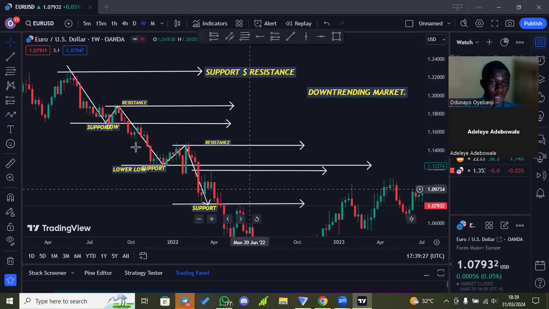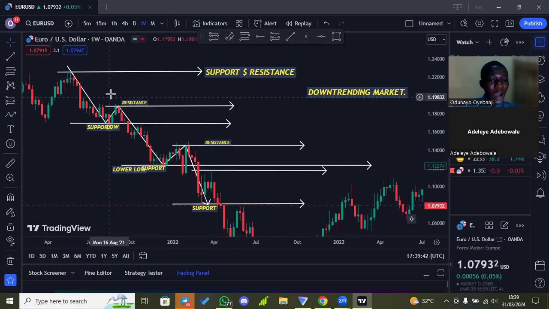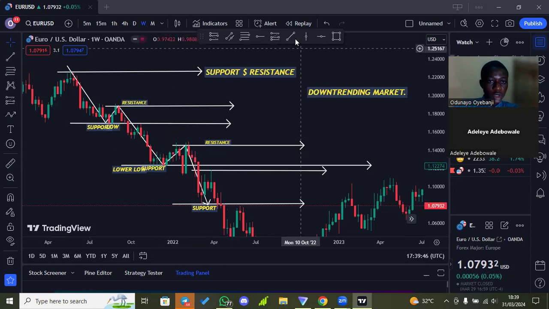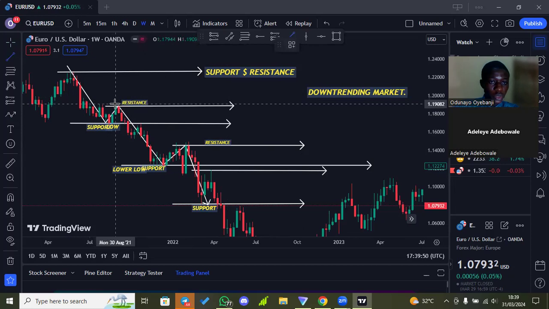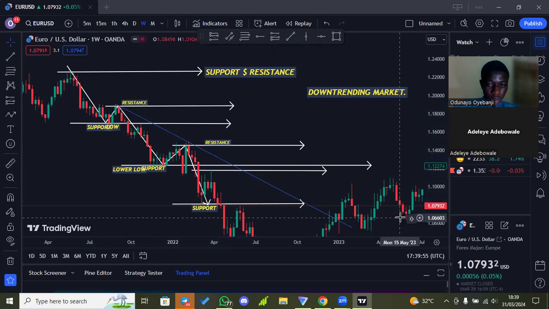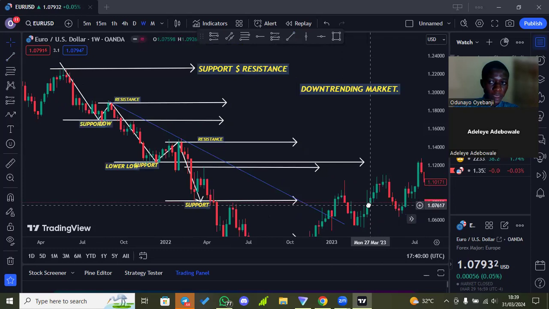Are you with me? So now we're able to find resistance like this. These are our first resistance, and this is the second resistance. Or better still, this is lower high one and this is lower high two. So we take our trend line and connect the lower highs together. You get that? Good.